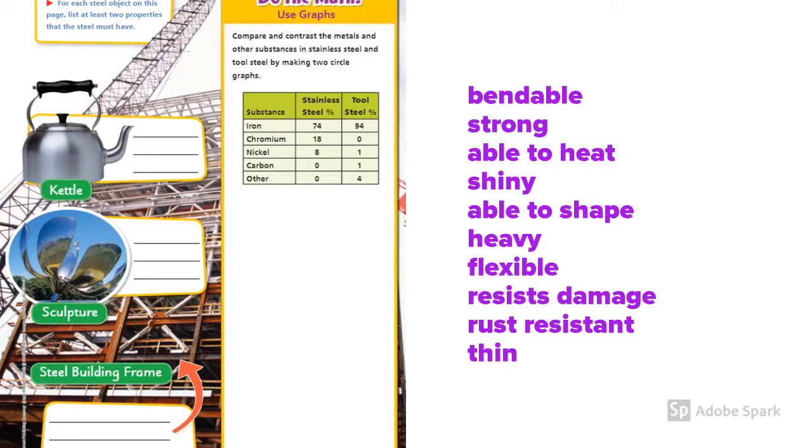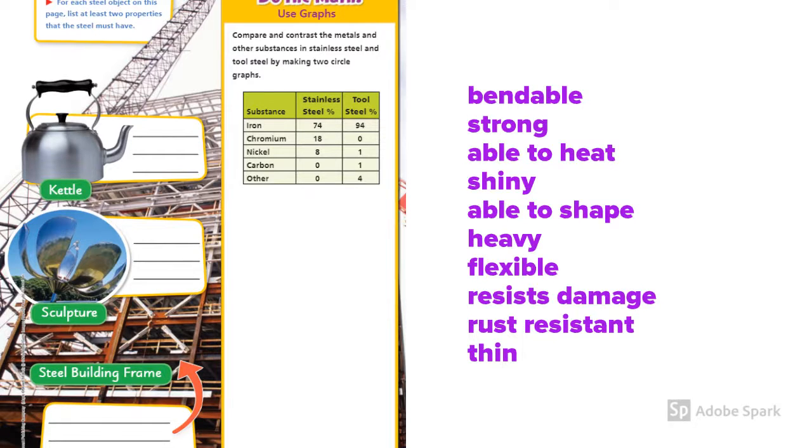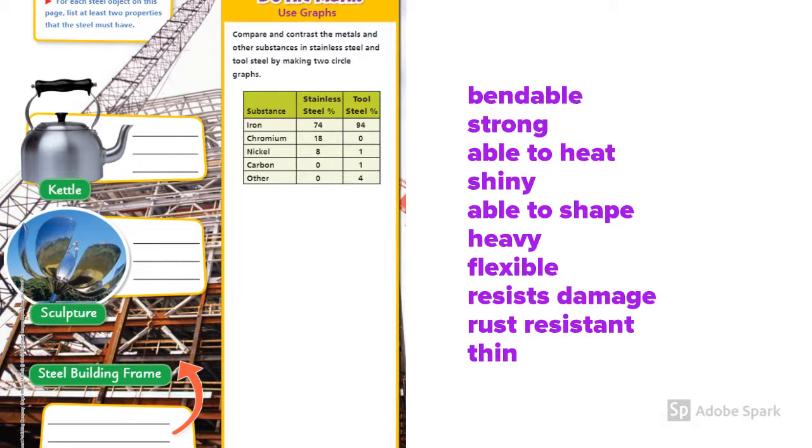Our last picture is a steel building frame. Now, buildings are often made of steel frames, and you can see there's a little bit of rust on them, but the rust is okay because they're going to be covered with the outside of the building. However, steel is stronger if it has enough iron in it. And so we need to say that this is a very heavy piece of steel, so heavy is one of them. It can resist damage, and it's extremely strong.